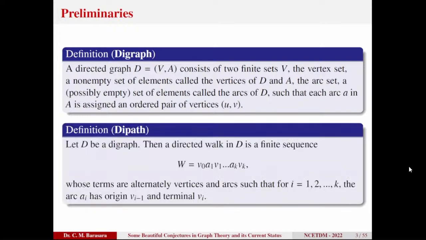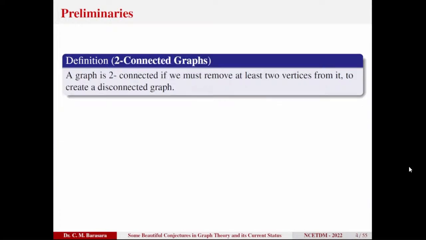And a dipath is a path in a digraph. It is a finite sequence having alternating vertices and edges as terms. And a two-connected graph is a graph from which we need to remove at least two vertices to make it disconnected.